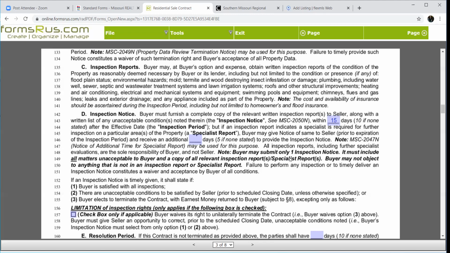Because buyer may submit only one inspection notice. It must include all matters unacceptable to the buyer and a copy of all relevant inspection and specialist reports. Buyer may not object to anything that is not in an inspection or specialist report. And if they don't provide a document within this time period, they are deemed to take the property as is.